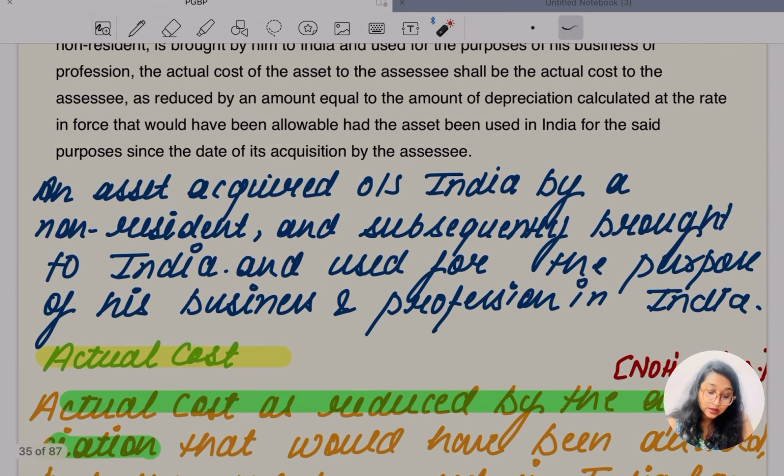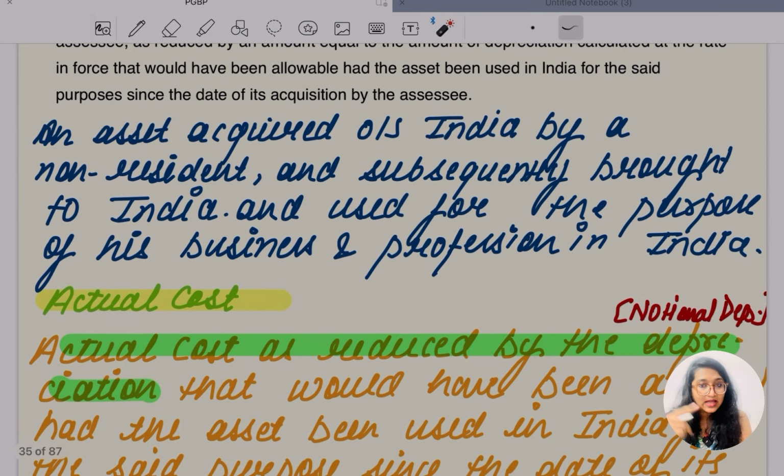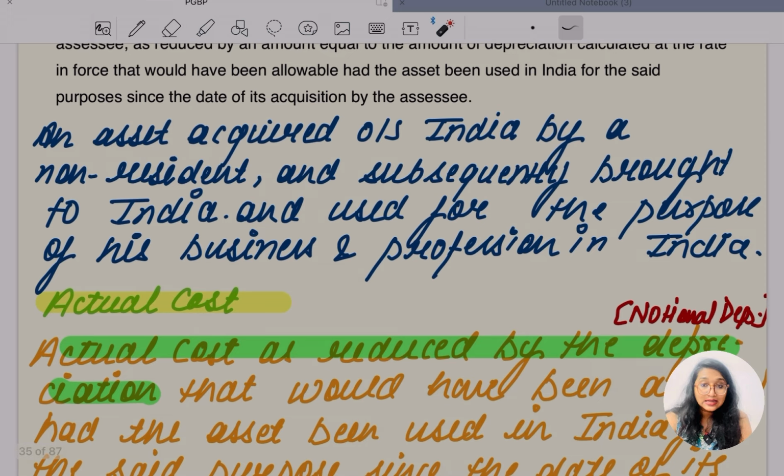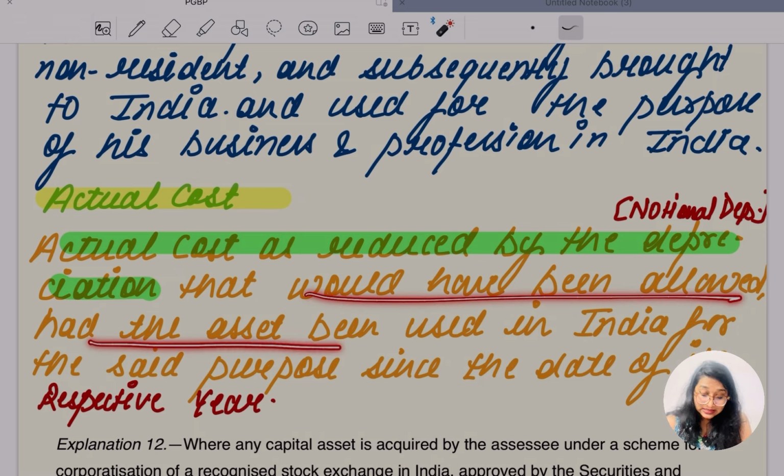An asset acquired outside India by a non-resident and subsequently brought to India and used for the purpose of his business and profession in India. The asset was actually outside India, ठीक है, and then it is brought into India for the use of business, ठीक है. So what is going to be the depreciation rate now? We don't know the depreciation rate for that asset, है ना. So we will take the notional depreciation in this case, ठीक है. Same thing is going to happen. Actual cost is reduced by the depreciation that would have been allowed had the asset been used.